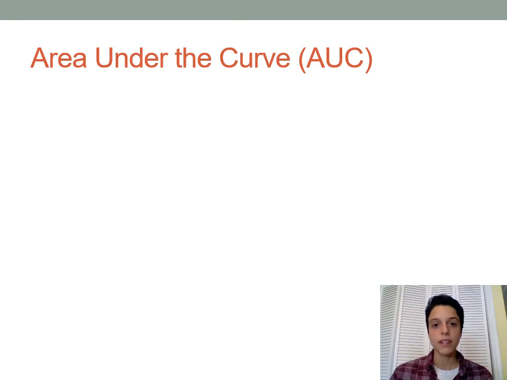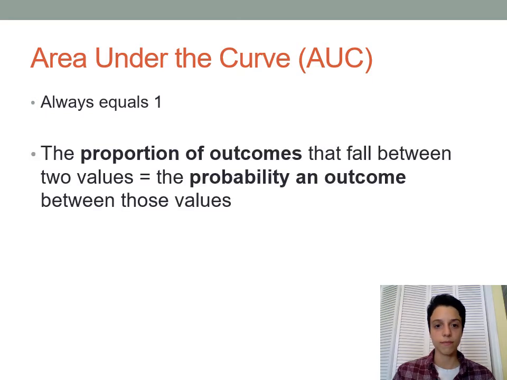So I already mentioned the idea of area under the curve, but now we're going to dig into it a little bit more. And as I said before, the area under the curve in a normal distribution always equals 1. So again, I think it's helpful to think of it as a shape. It's a bell shape, and the area of that shape is always equal to 1.